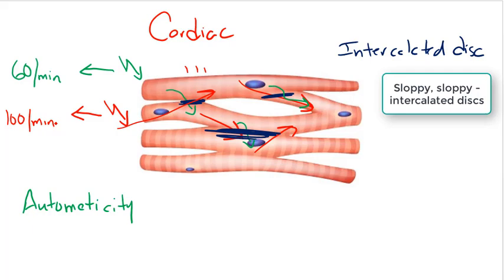Well, that's it, folks. That's our quick little lesson on the muscular system, how the proteins interact to cause muscle contraction, muscle teamwork, and the 3 types of muscle tissues in the body.